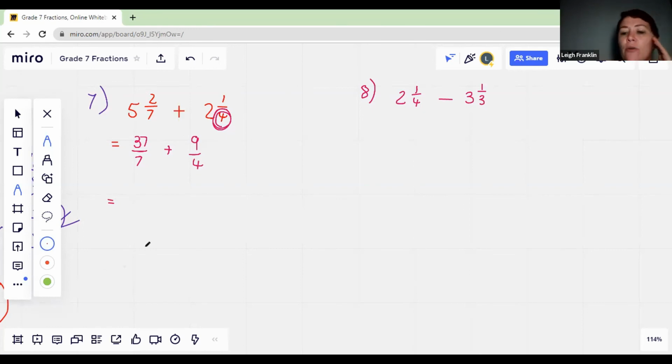And now you're going to look at this and say to yourself, you're adding together two fractions with different denominators. So now you've got to pick a number that is in the 7 times table and that's in the 4 times table. What number are we going to use? It has to be in both times tables.